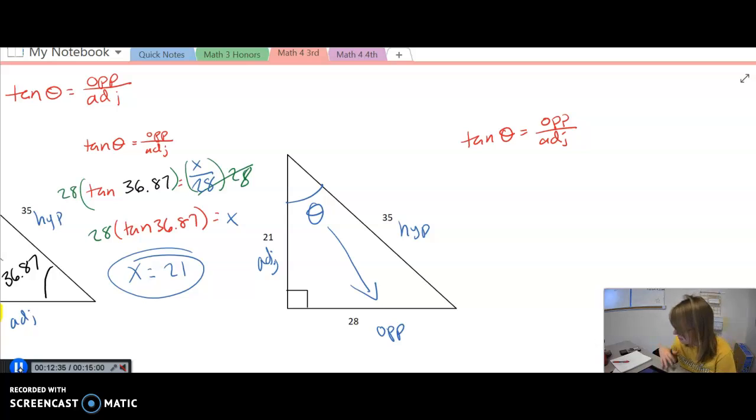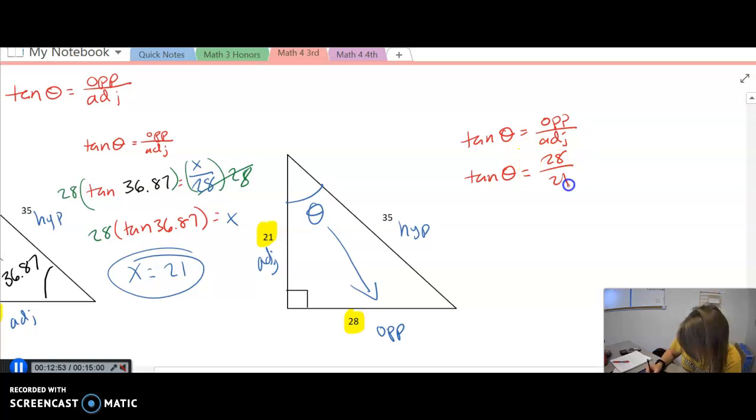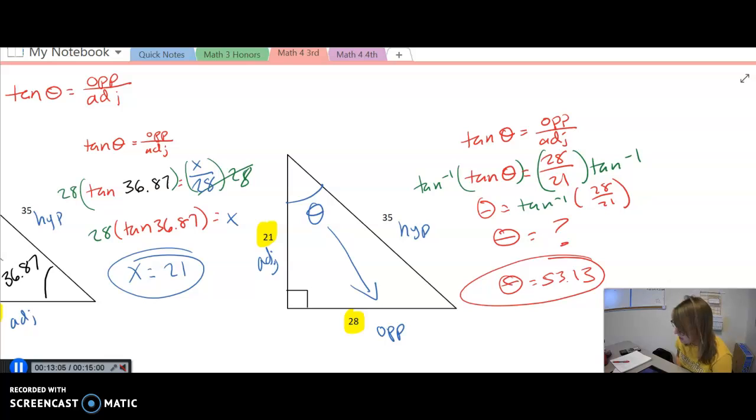I'm going to set up the equation for you, but then I want you to find the answer on your own. So setting it up, we have tangent of theta, opposite and adjacent, and that's going to be 28 over 21. And now I want you to find what does theta equal. So pause the video here and find what theta equals. If you did this correctly, you should have gotten 53.13, so you're going to take the inverse tangent of both sides, and so you have the inverse tangent of 28 over 21, and you'll get that answer once you put it into Desmos.